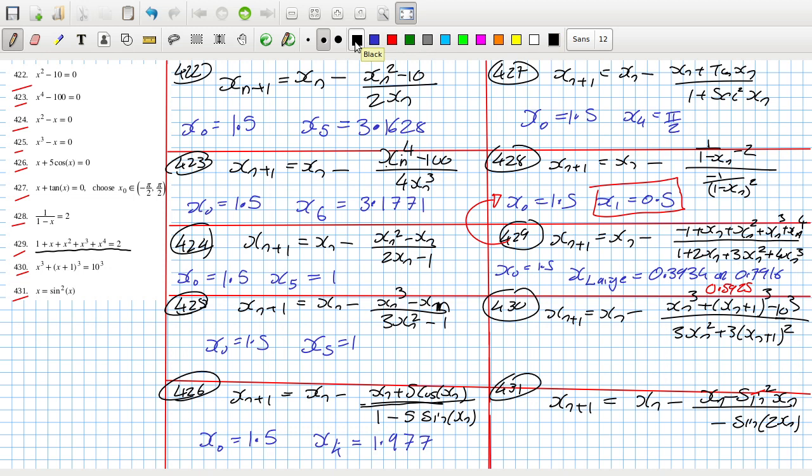Answer cubed plus answer plus 1 cubed minus cubed, all over. So let's start with 0.5, 1.5 again. 1, 2, 3, 4, 5, 6, 7, 8, 9. Okay, so 9 times 7.4055.